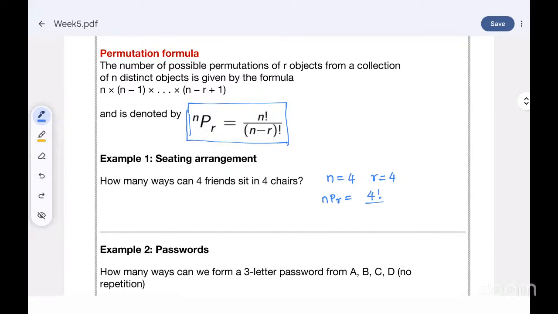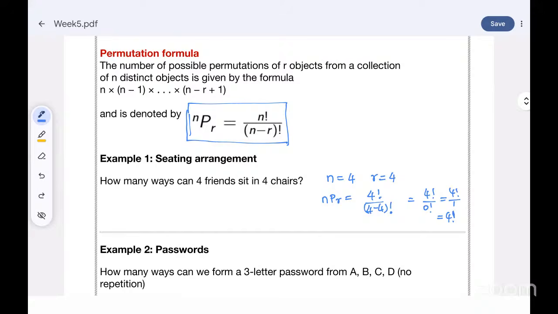So 4 factorial divided by 0 factorial. 0 factorial is 1, so you see, 24. We can see that the formula also works here. What you said earlier, 4 factorial, is also fine. Just to check whether the formula is in alignment with the understanding, I showed you this.